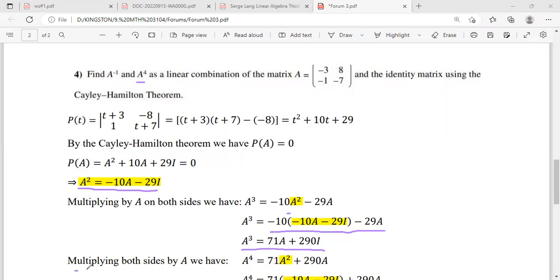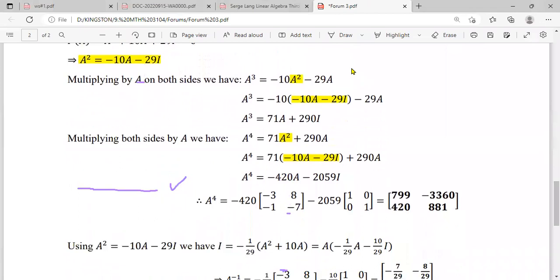So what I'm going to do next, I'm going to multiply both sides by A. And that will lead me to 71A squared plus 290A. Okay? So yet I have to do some more simplification, substituting and simplifying, because I know that the value of A squared is stated right here. I have it here, that the value of A squared is equal to negative 10A minus 29I. So I'm going to substitute it for A squared here, and I'm going to see what I will get. Okay, let us see what will happen.